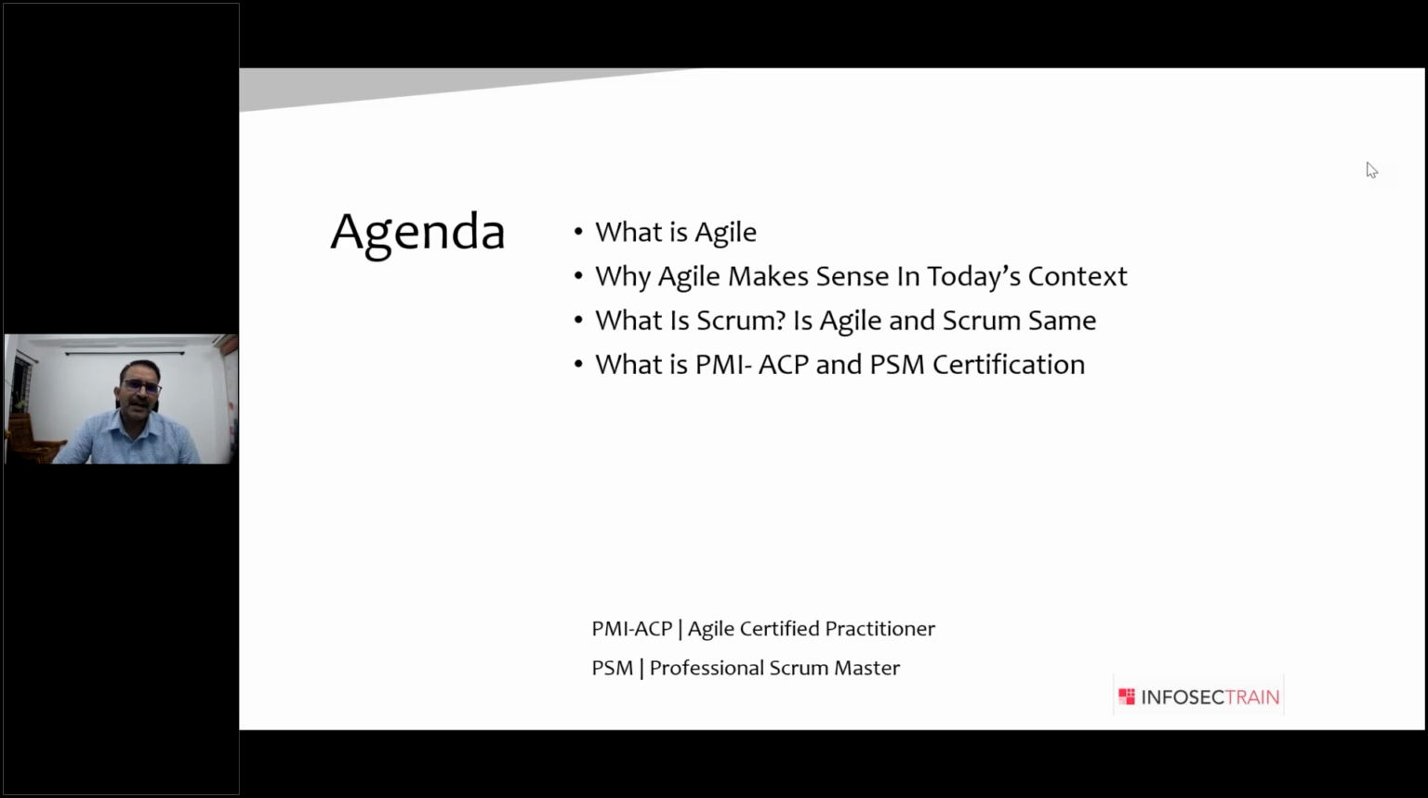And then eventually I will give you some idea about some of the certifications associated with Agile and Scrum, specifically PMI-ACP and PSM certification. The long forms I have also written here. PMI-ACP is Agile Certified Practitioner. PMI is the Project Management Institute, an accreditation body which administers this certification. And PSM is Professional Scrum Master, which is again administered by scrum.org. So these are two important certifications. With that note, let's get going.